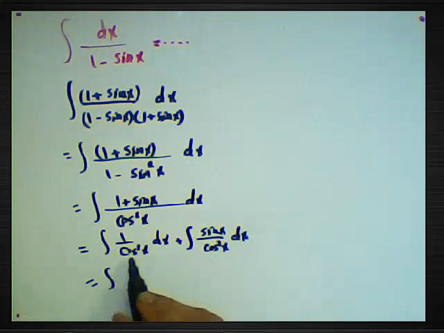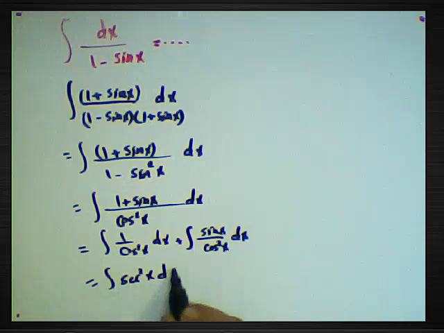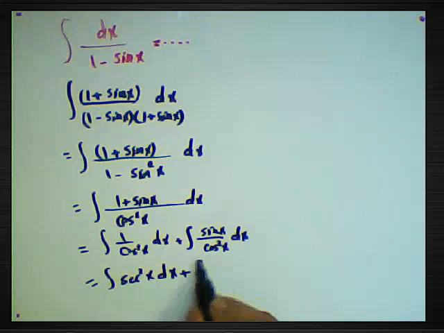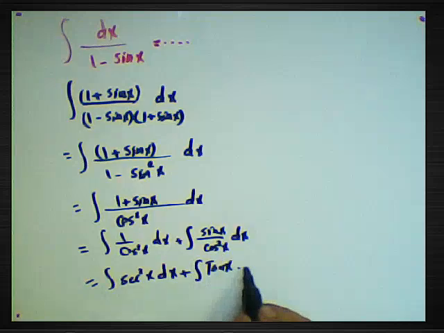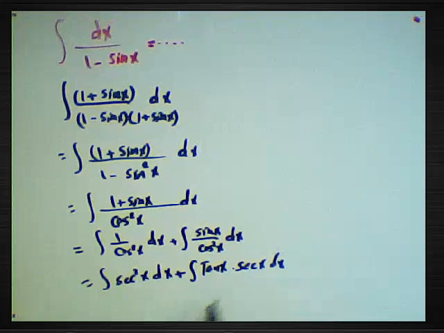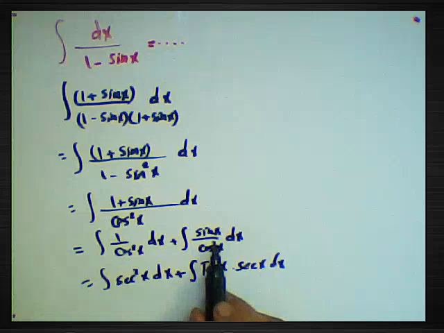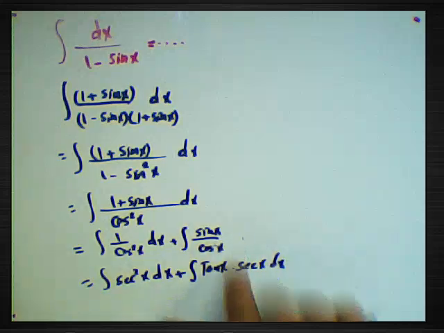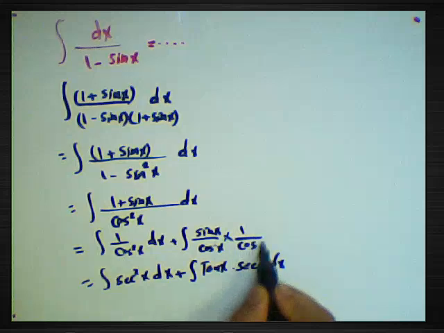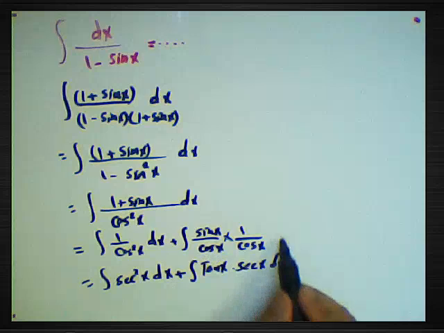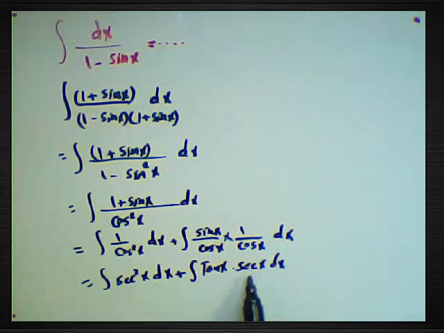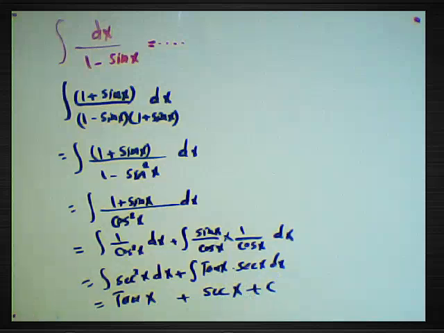We know 1 over cosine^2 x means sec^2 x dx, and sine over cosine will be tan x, and 1 over cosine will be sec x dx. Understood? Sine x over cosine^2 x means sine x over cosine x times 1 over cosine x. I will simplify it here to show the properties: cosine^2 x is cosine x times cosine x, and 1 over cosine is sec x dx. The integration of sec^2 x will be tan x. The integration of tan x sec x will be sec x plus constant. It's the result of this example: tan x plus sec x plus constant.